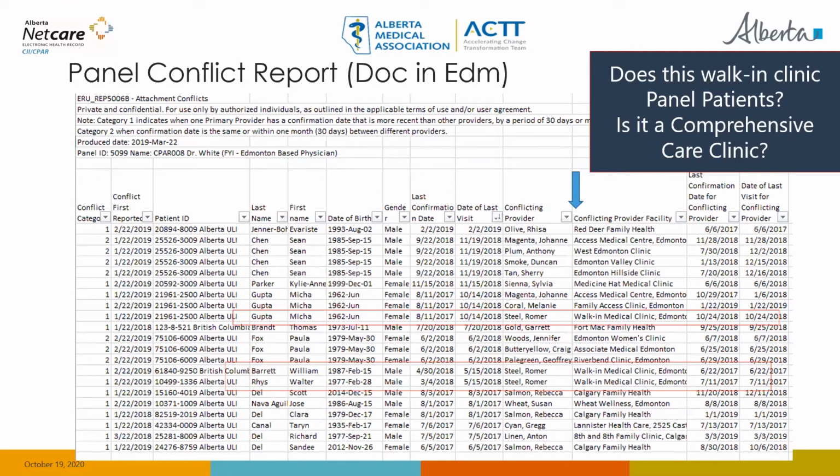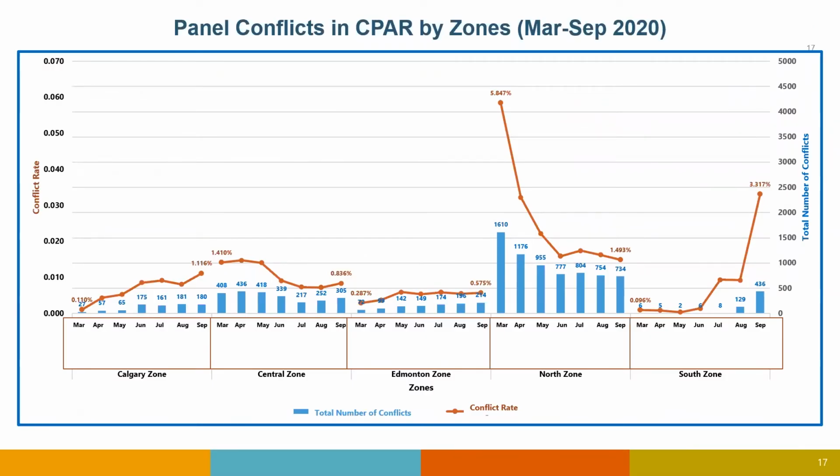So looking across the province at our conflict report data from March to September of 2020, the blue bars represent the number of panel conflicts from the zone in CPAR. The orange line represents those conflicts as a rate. For most zones, as participation grows, so does the number of conflicts and the rate of conflicts. Now, if we look at Calgary zone, you can see there's fewer conflicts in this zone. They have over 1,000 family physician members and a zonal population close to 4 million. When you look at their line, the participating clinics are spread out, so you can see that reflected in the data.